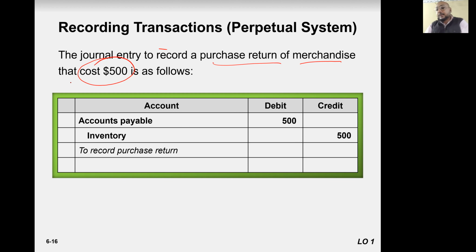Your inventory decreases. So when you purchase on account, the entry is going to be inventory to accounts payable. So this is purchase return. It is the opposite entry. All right, guys.